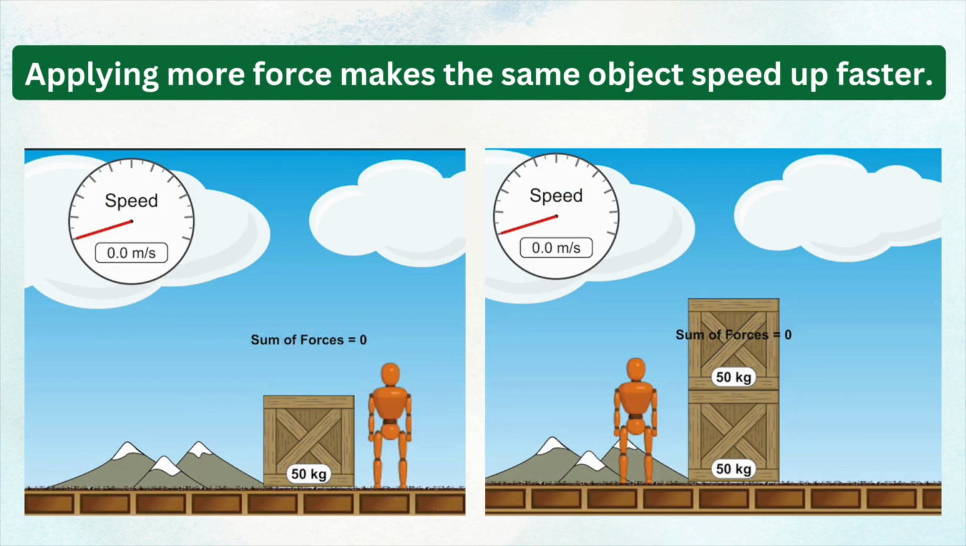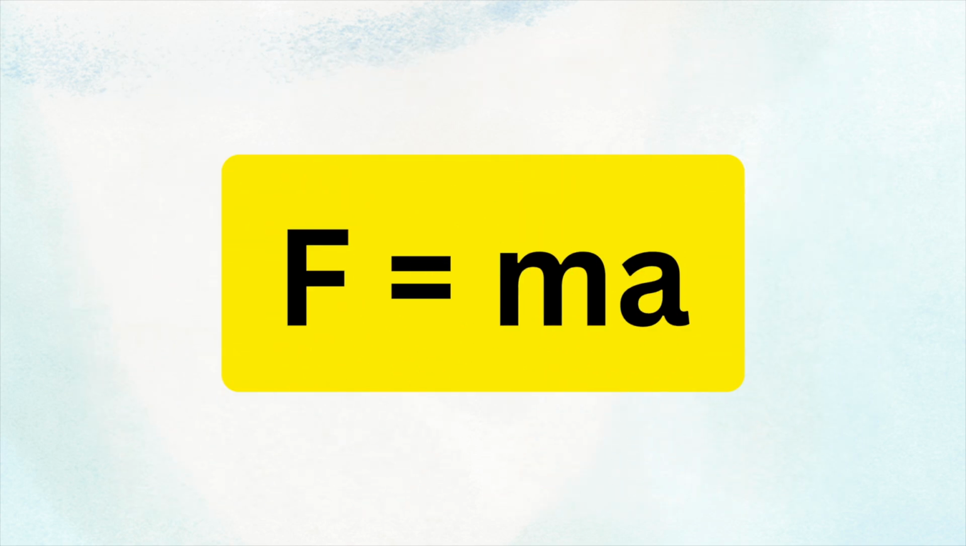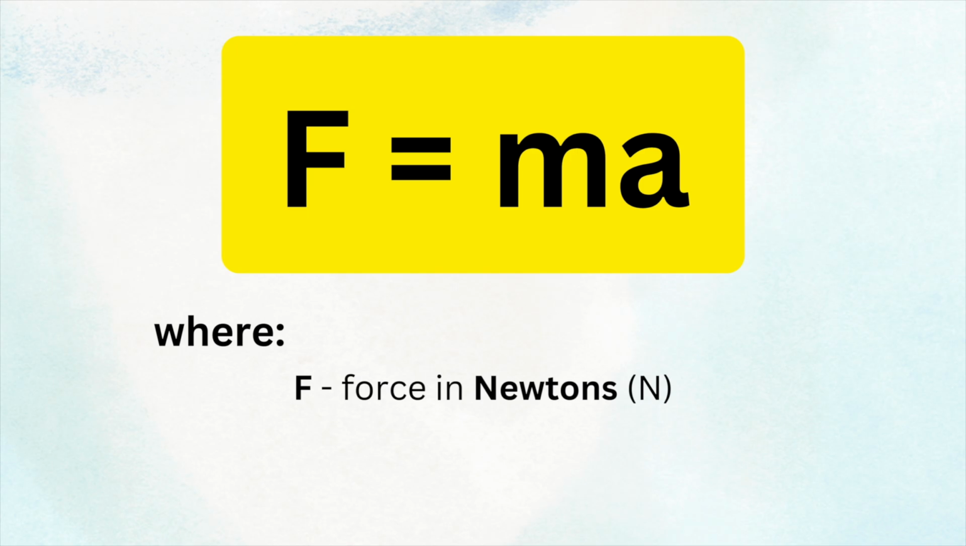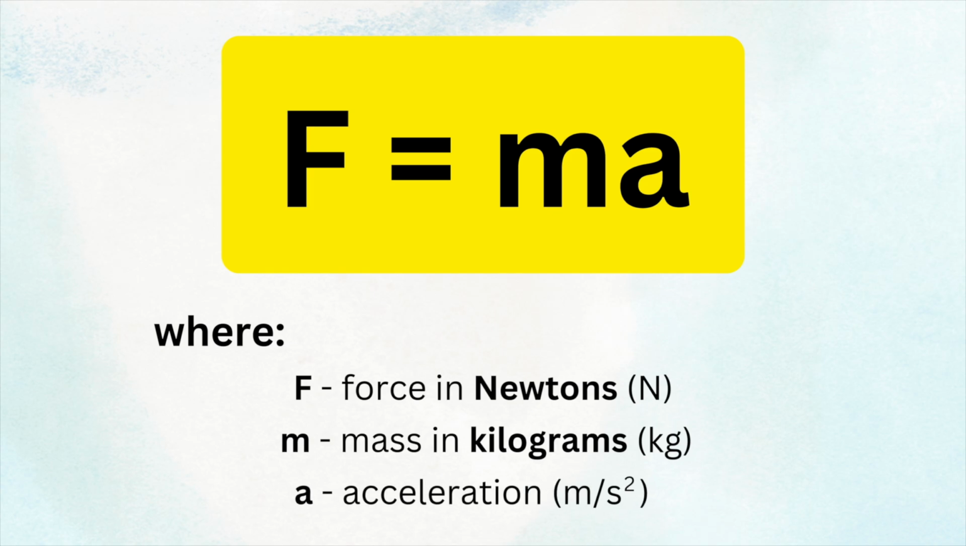This relationship is captured in the formula F = ma, where F is the net force in newtons, m is the mass in kilograms, and a is the acceleration in meters per second squared. This formula helps us understand how objects move when a force is applied. Let's take a look at 3 quick examples showing how to solve for force, acceleration, and mass using this equation.